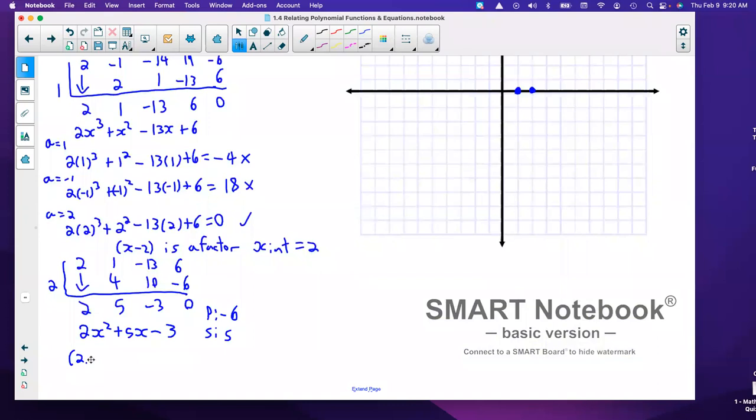We'll start each bracket with 2x. And then two things that multiply to negative 6, add to 5 would be positive 6, negative 1. We have an extra factor of 2. We have to divide out one of the brackets. So that gives us x plus 3 times 2x minus 1. So from that, we're going to have x-intercepts at negative 3 and 1/2. So we have one at 1/2 and at negative 3.